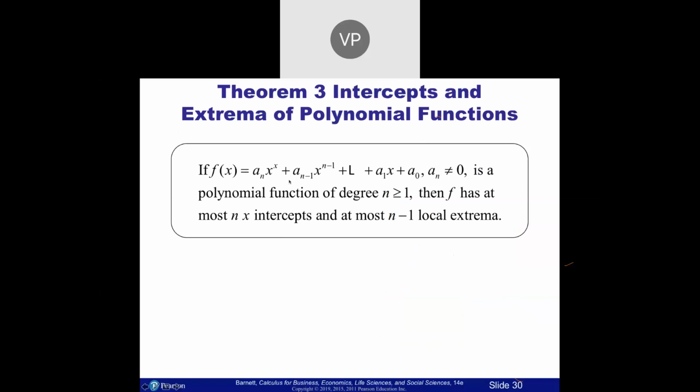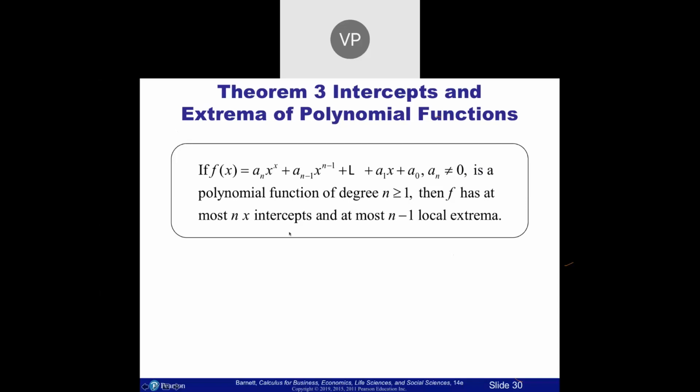When you have a polynomial, I know this looks ugly. This is messy right here. But just think, it's a polynomial where the highest power is some x right here. What they know is the degree is going to be greater than 1. A polynomial function with degree n greater than 1 has at most n x-intercepts.